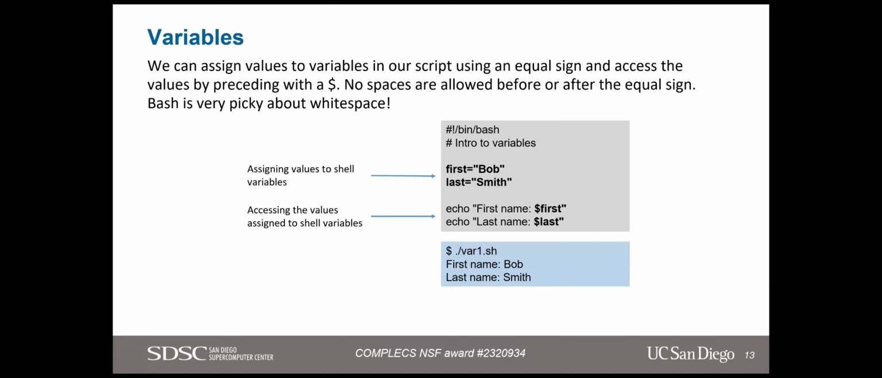In this first example, we are going to first define our interpreter with the hash bin bash. Then we're going to put in a comment because we like to write good code, and this is basically our intro to variables. Then we're going to assign two shell variables. The first is going to be equal to Bob, and then last is equal to Smith. Variables can be redefined at any time.